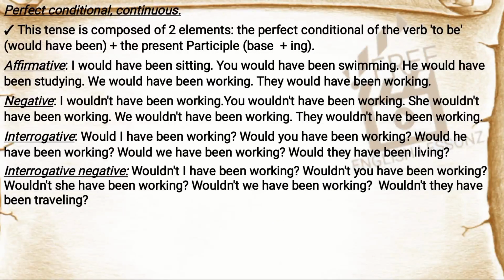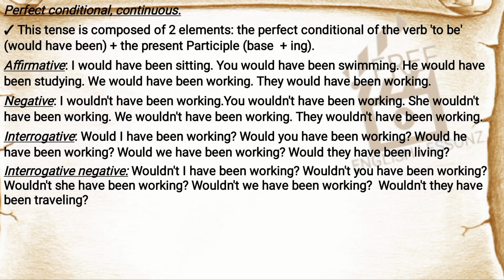Perfect conditional, continuous. This tense is composed of two elements: the perfect conditional of the verb to be, would have been, plus the present participle, base plus ing. Affirmative: I would have been sitting. You would have been swimming. He would have been studying. We would have been working. They would have been working.